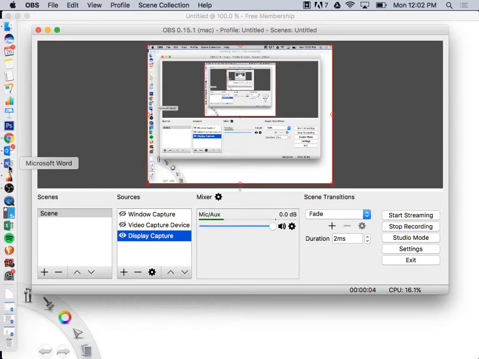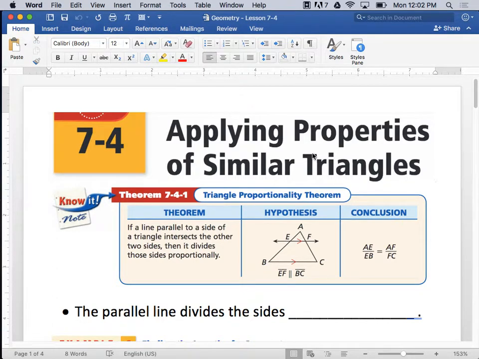So let's take a look at our papers. 7.4. Akira, go ahead and read that for us, please. No, the top, just the title. Right here.